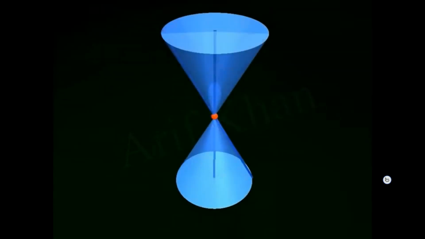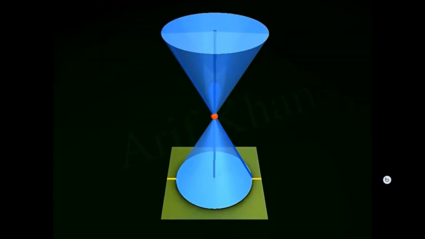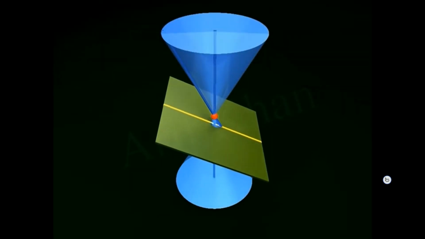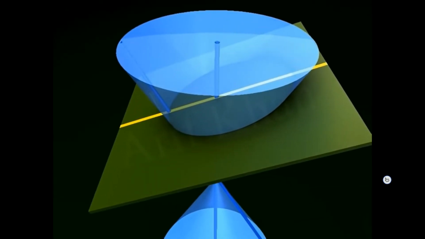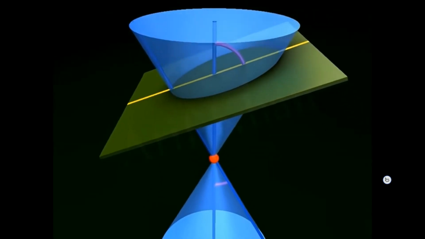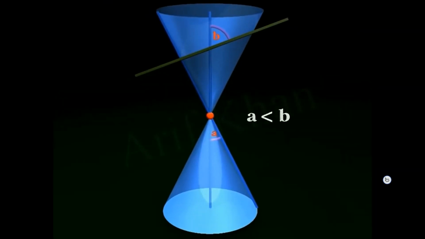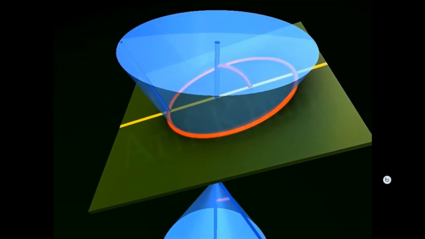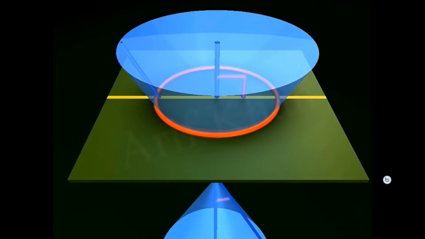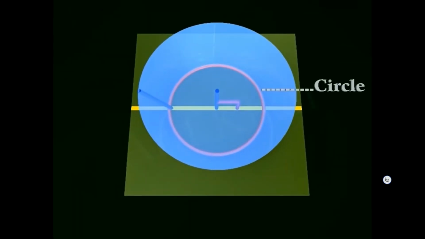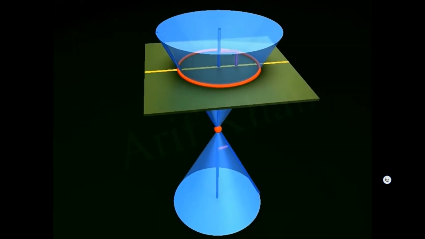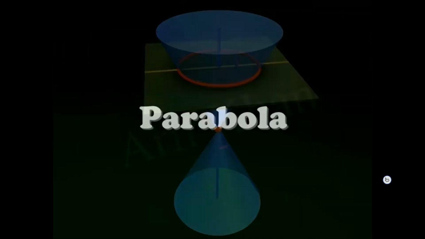Ellipse. We pronounce it ellipse. When the plane intersects the double right circular cone in such a way that the angle between the plane and the axis is greater than the vertex angle, we get a closed curve called an ellipse. Basically, it looks like an oval. When the plane is perpendicular to the axis, the ellipse becomes a circle. Thus, a circle is a special type of ellipse.